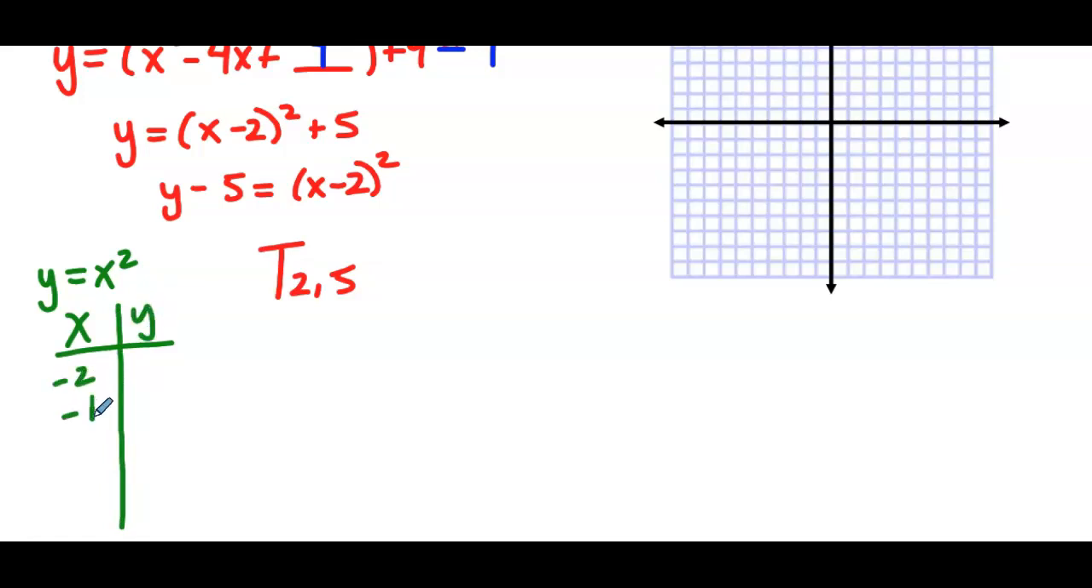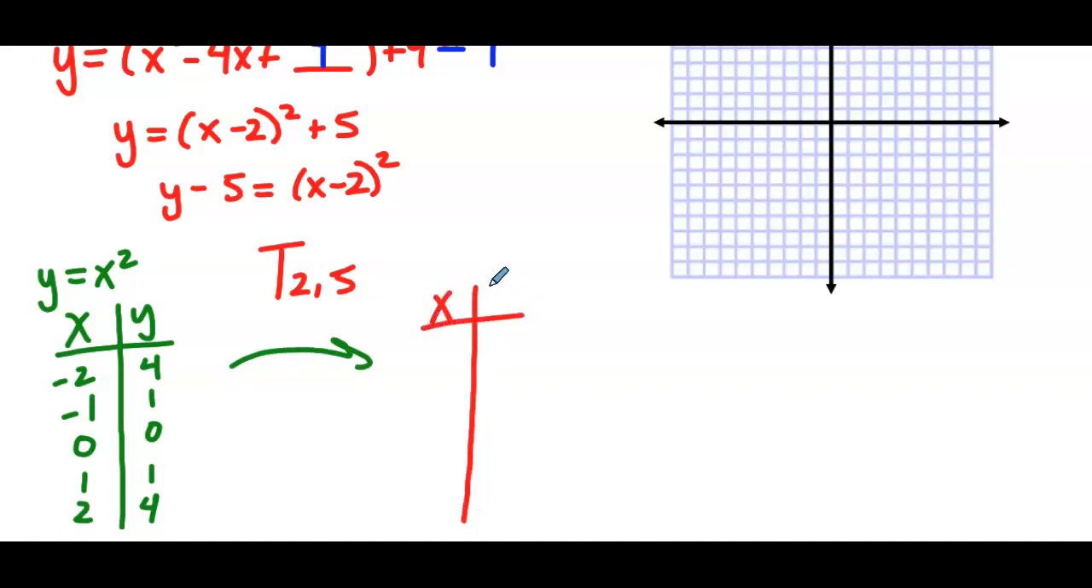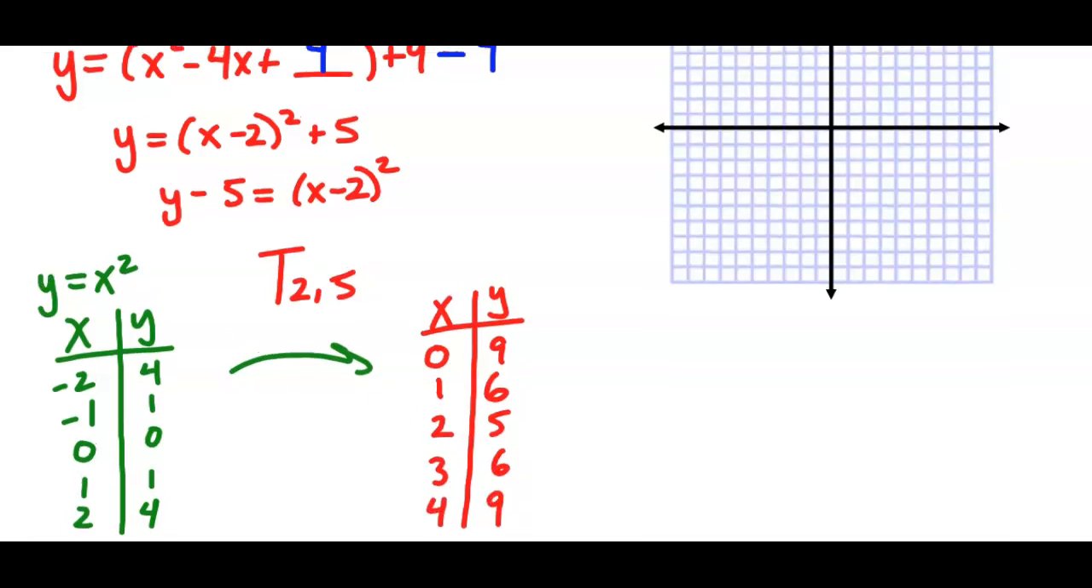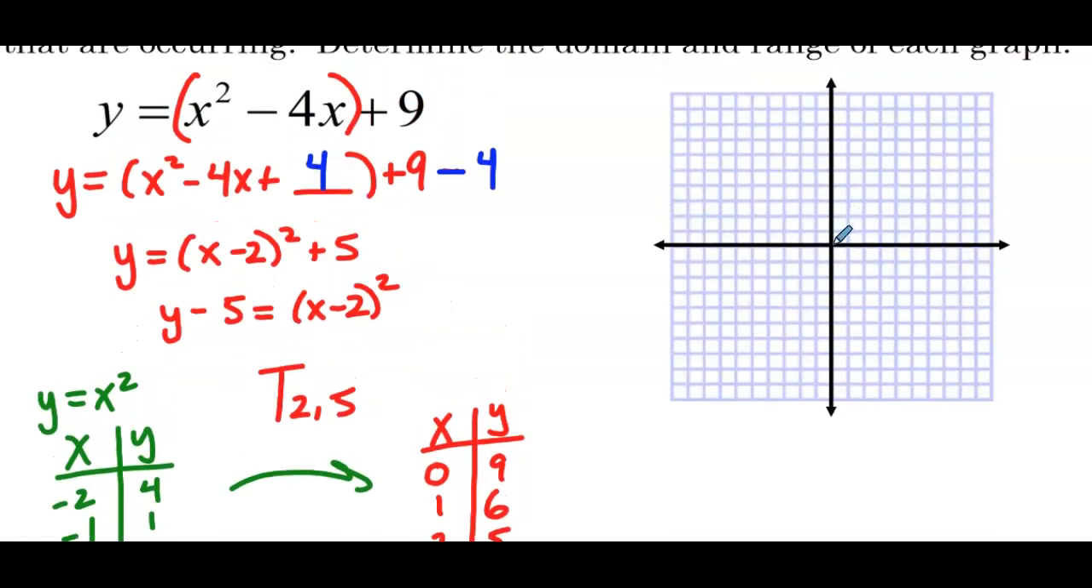So that's -2, -1, 0, 1, 2 for x, and 4, 1, 0, 1, 4 for y. Then we're going to apply that translation to get our new set of points. So we're going to add 2 to every x, add 5 to every y. So that's (0, 9), (1, 6), (2, 5), (3, 6), and (4, 9). So (2, 5) is the new vertex, so I'll plot that first.